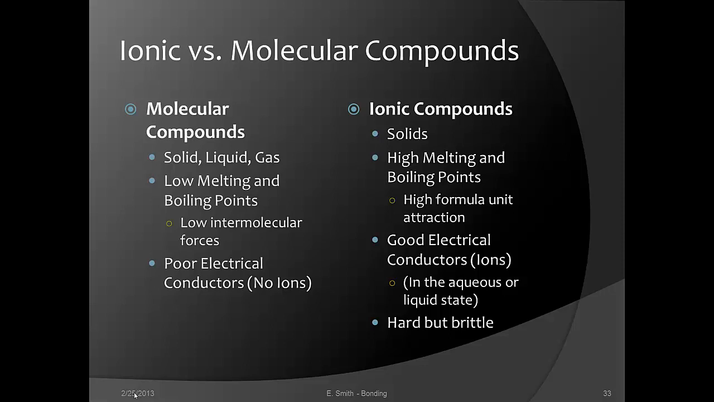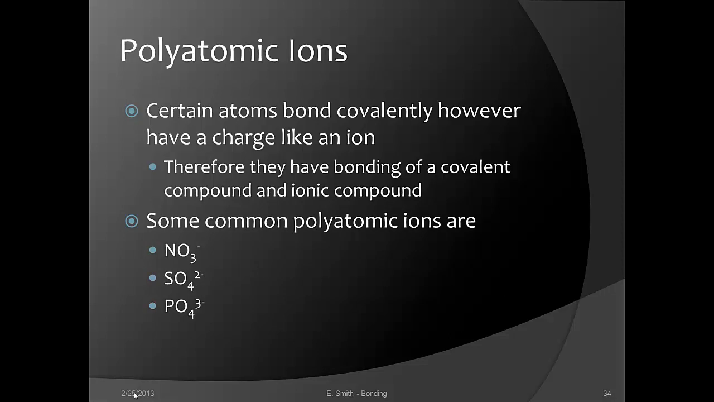Now, the other important part is there's this thing called polyatomic ions. When you hear the word poly, you should think of the word many. So when we're saying polyatomic ions, we're saying many atoms that form into an ion. And some of these are actually all covalently bound, but they have a charge like an ion. And so some of them I've written down here at the bottom of the screen. You can see the nitrate, here we have sulfate, and here we have phosphate.